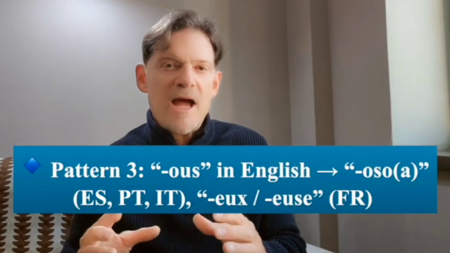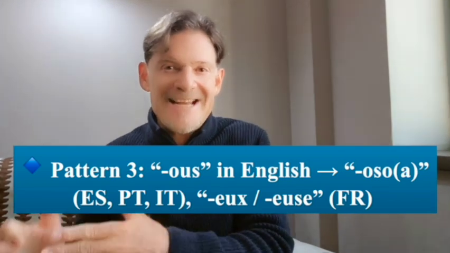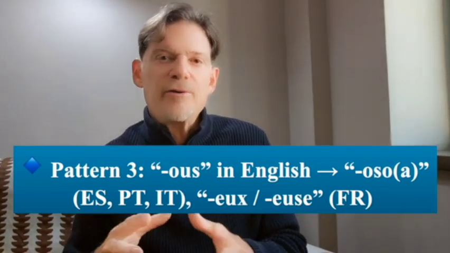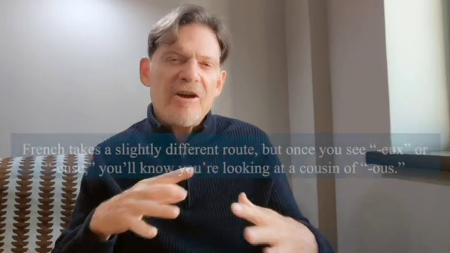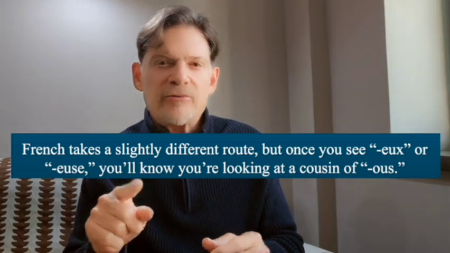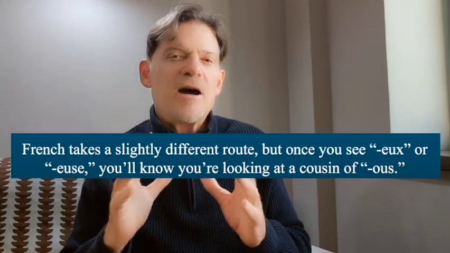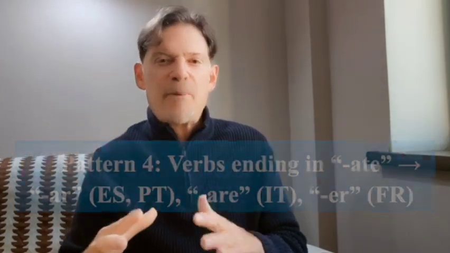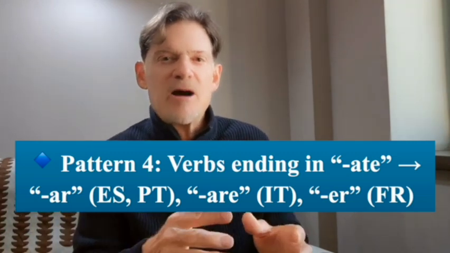In pattern 3, we have OUS in English, OSO in Spanish, Portuguese, and Italian, EUX or EUSE in French. Ella es una persona curiosa. Ela é uma pessoa curiosa. É uma persona curiosa. C'est une personne curieuse. French takes a slightly different route, but once you see the EUX or EUSE, you'll know you're looking at a cousin of OUS.